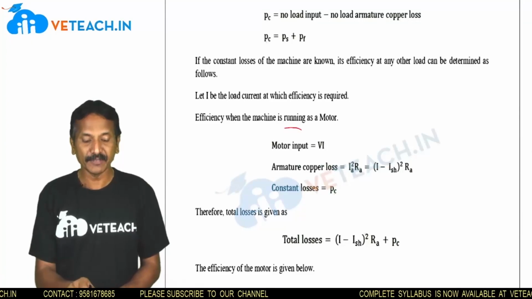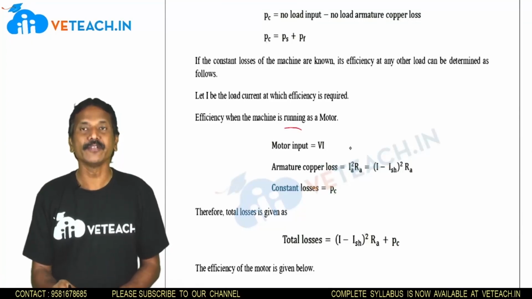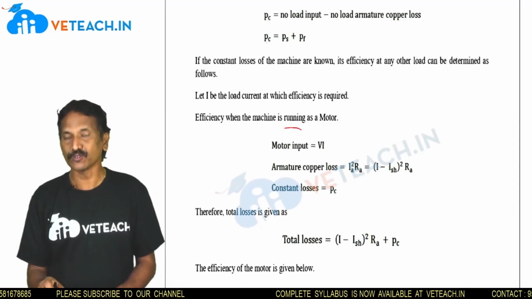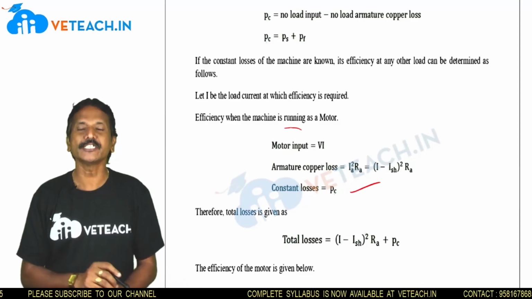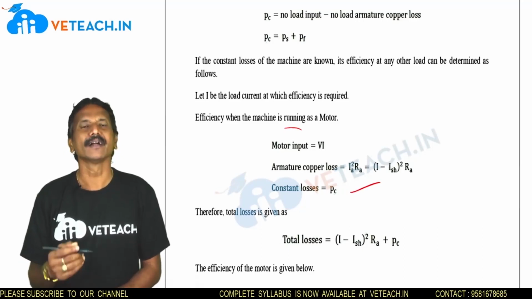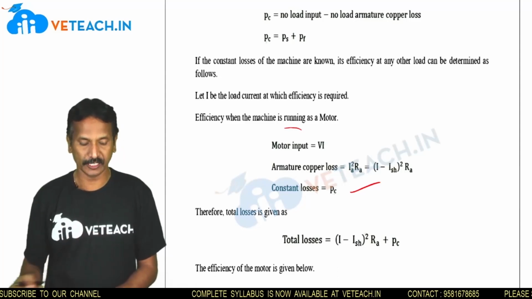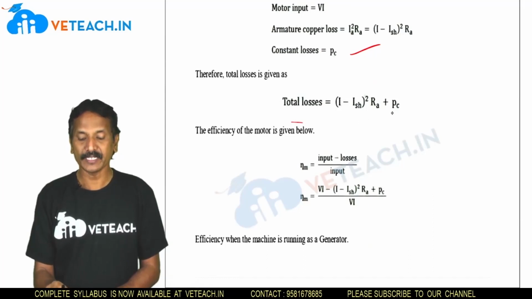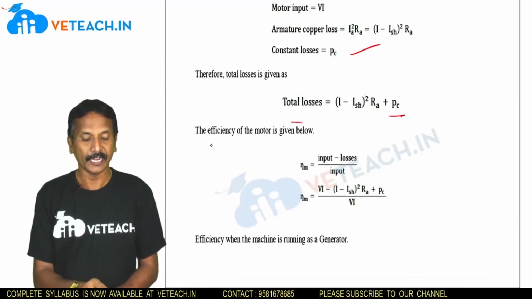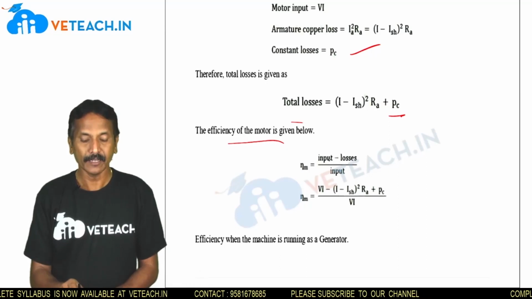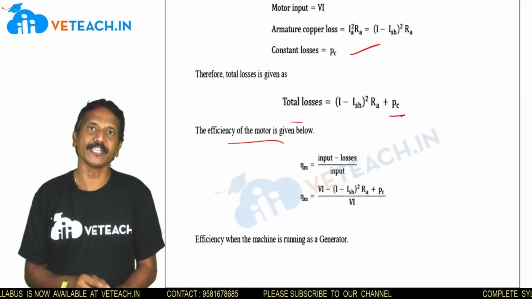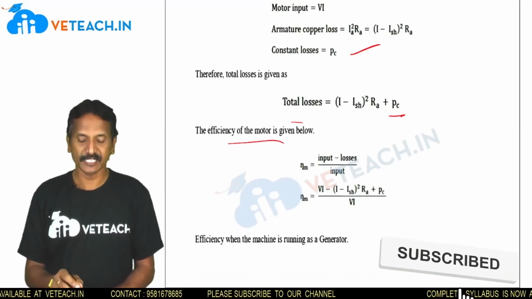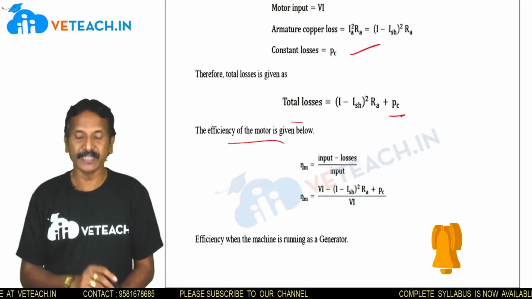So the efficiency of the machine at running condition as a motor: motor input is V into I, armature copper loss is I square R_A, or (I minus I_SH) whole square into R_A, and constant losses is P_C. That is constant losses, nothing but core losses, or we can say iron losses. Therefore, the total loss is (I minus I_SH) whole square R_A plus P_C. And to find the efficiency of a motor, it is input power minus losses by input power. What is the input power? We have [VI minus (I minus I_SH) whole square into R_A minus P_C] by VI.